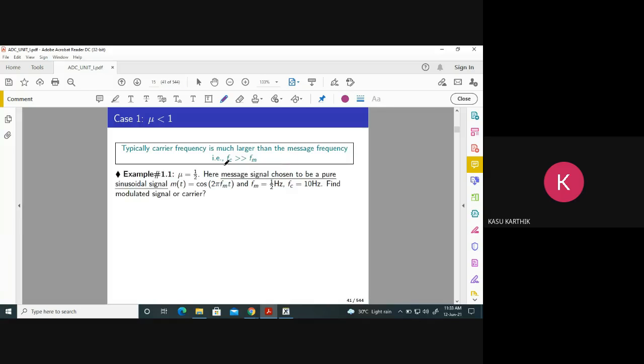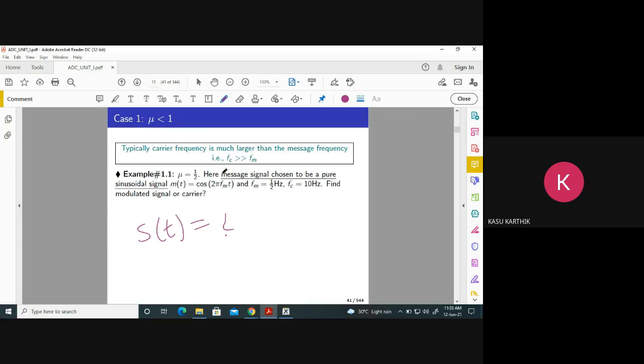Next, this is one example. Here they are saying mu equal to 1 by 2. The message signal is chosen to be a pure sinusoidal term. M of t is given as cos 2 pi fm t, where fm is 1 by 2 Hz and fc equals 10 Hz. Find the modulated signal or carrier. They are simply asking for the equation of S of t.